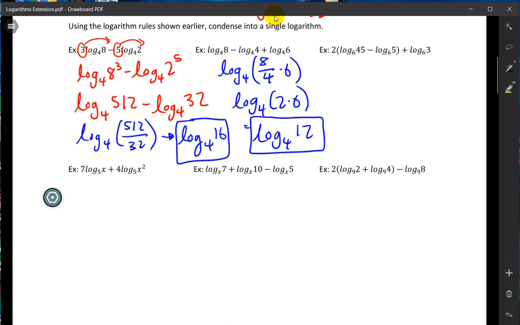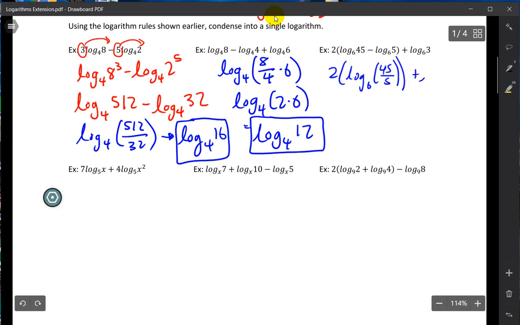Okay. This one here, I see we can simplify the inside. So this is the same thing as 2 times log base 6 of 45 divided by 5, and then we're going to add log base 6 of 3. As you can see, we can actually simplify the inside here. So this is 45 divided by 5. So this is 2 times log base 6 of 9 plus log base 6 of 3.